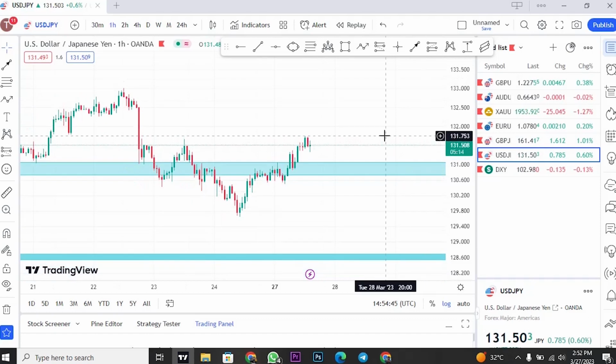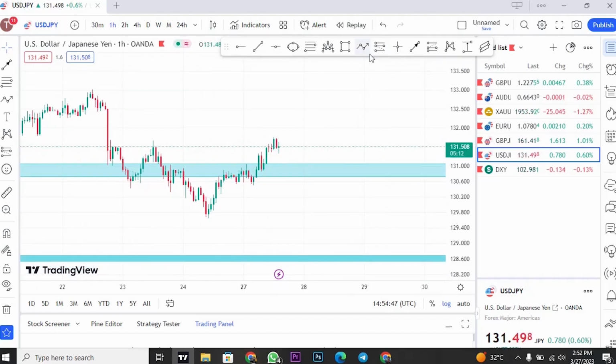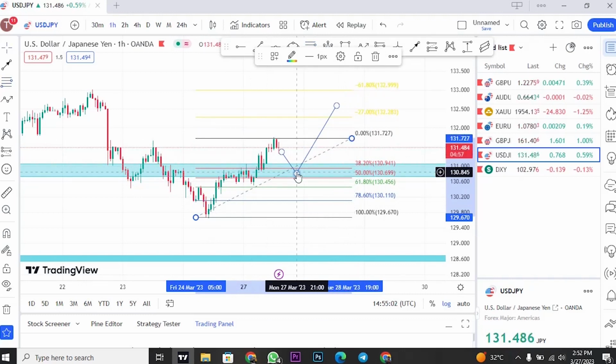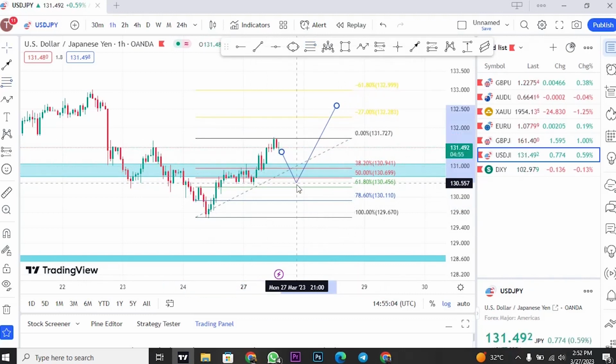So I just want price to pull back up to this zone right here, to this level right here, and then a quick push to the upside. So let me bring out my Fibonacci, swing low to swing high. Boom, as I said, super nice one.